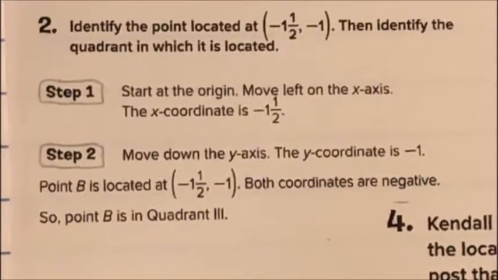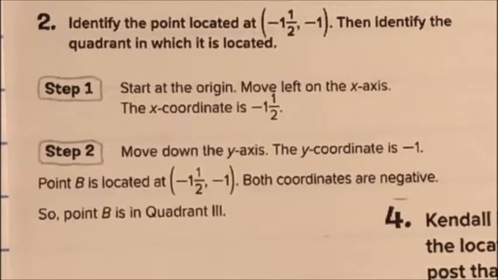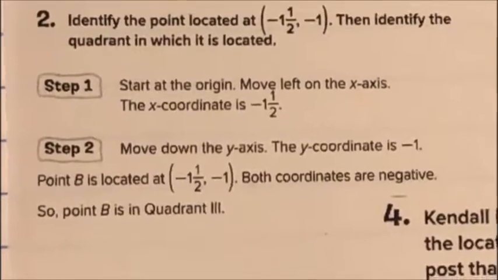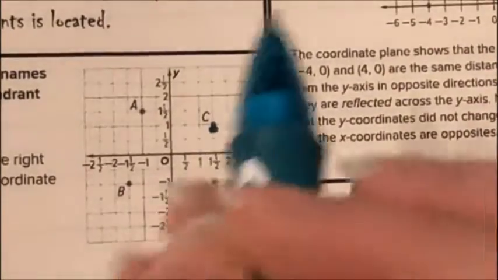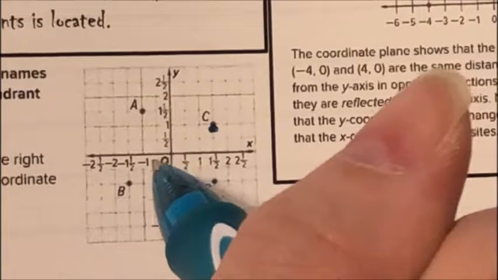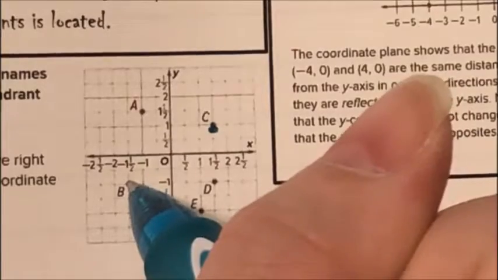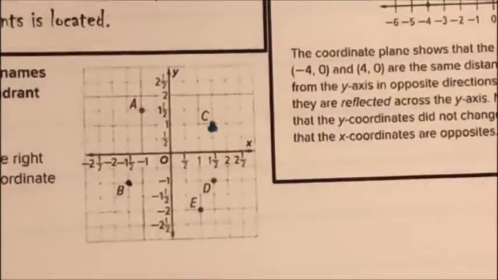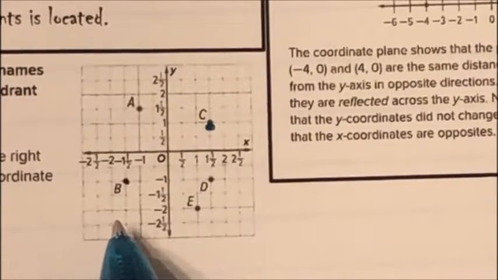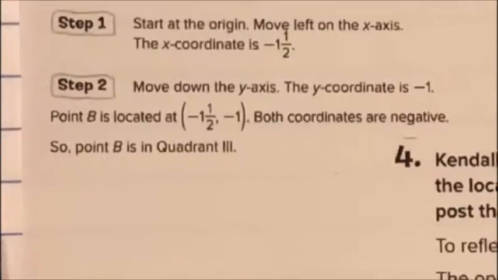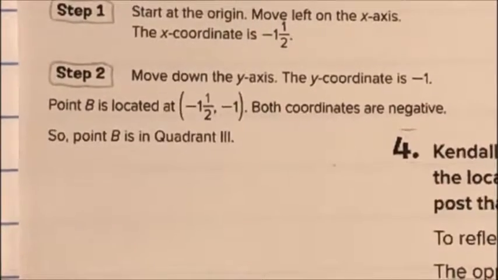Number 2 says identify the point located at -1.5, -1, then identify the quadrant in which it is located. So I can look back at my graph. It said -1.5. So I go -1.5, which is right there, and then down -1. So the point is B, and this is located in quadrant 3. Because both coordinates are negative, I know it's in quadrant 3. So point B is in quadrant 3.